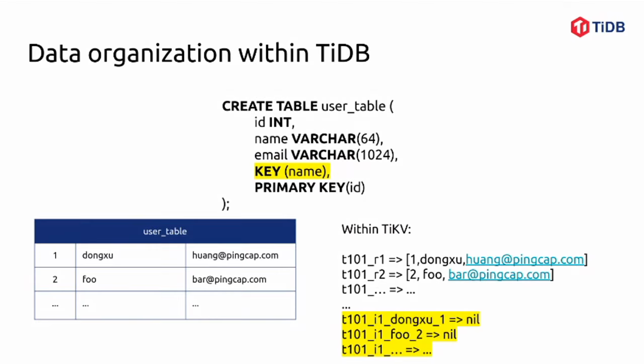If we now add an index on the name column, then the table itself still looks the same, also in the TiKV. But then we get a few extra rows in the key value store with the index ID of 1 for this table 101, and then the values that are being indexed.